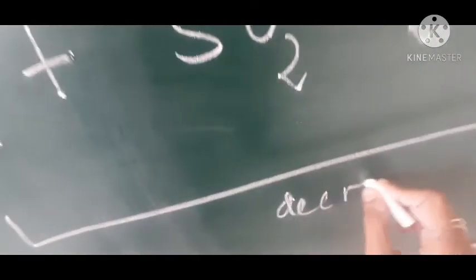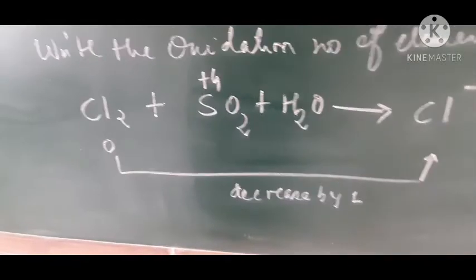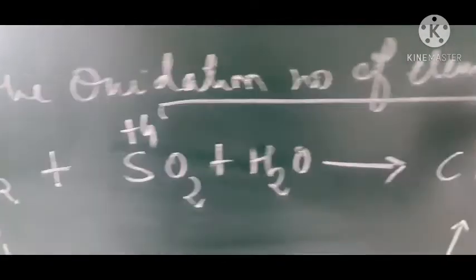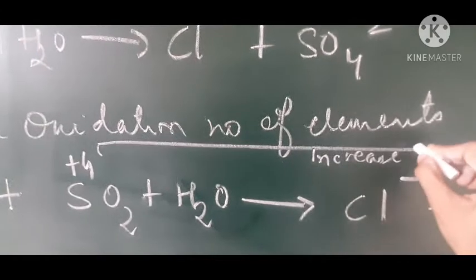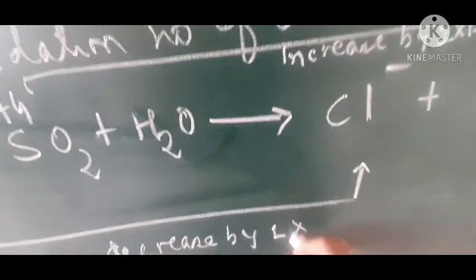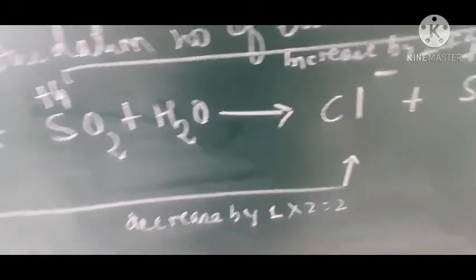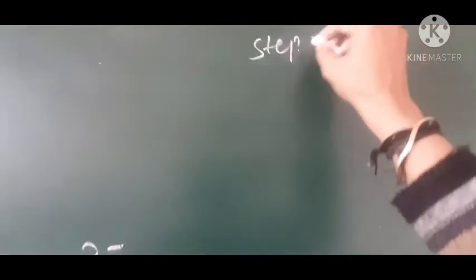So 0 to minus 1, it is decreased by 1, you can see here, and plus 4 to plus 6, it is increased by 2. So 2 into 1 equal to 2 and 1 into 2 equal to 2. So what next? Step 3.